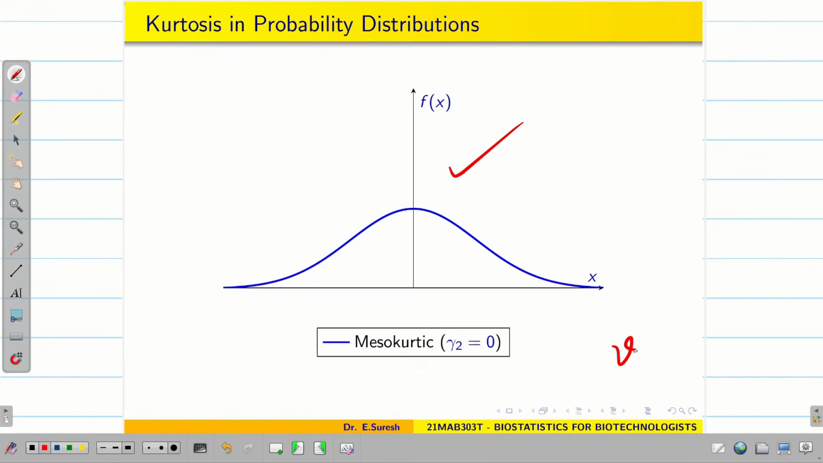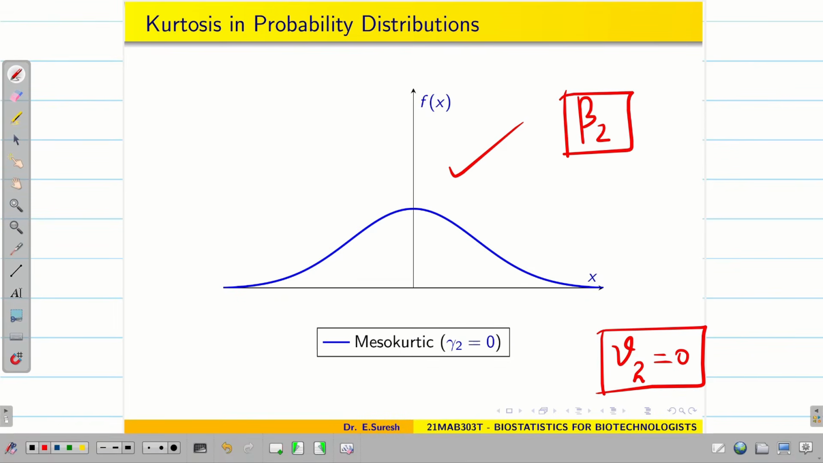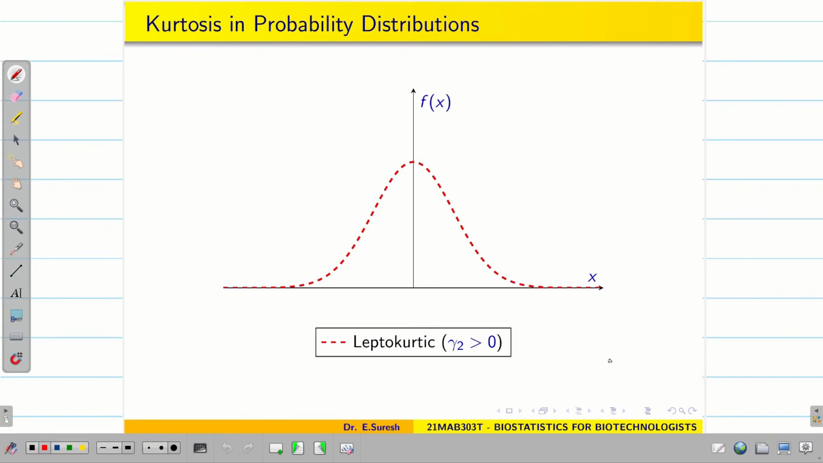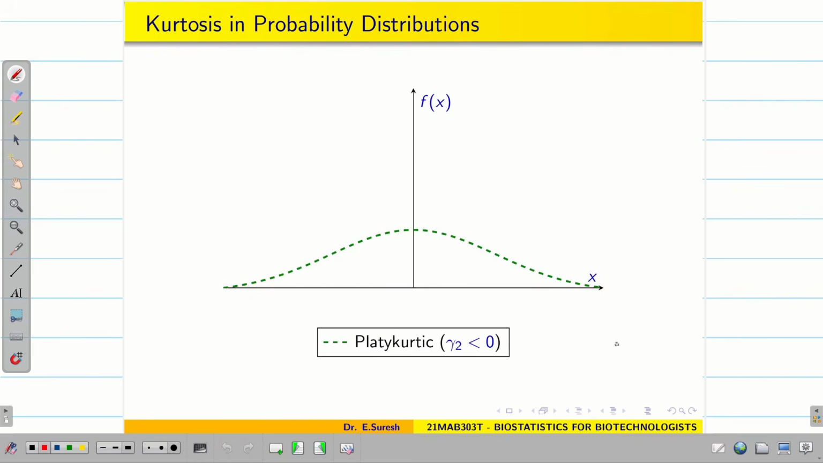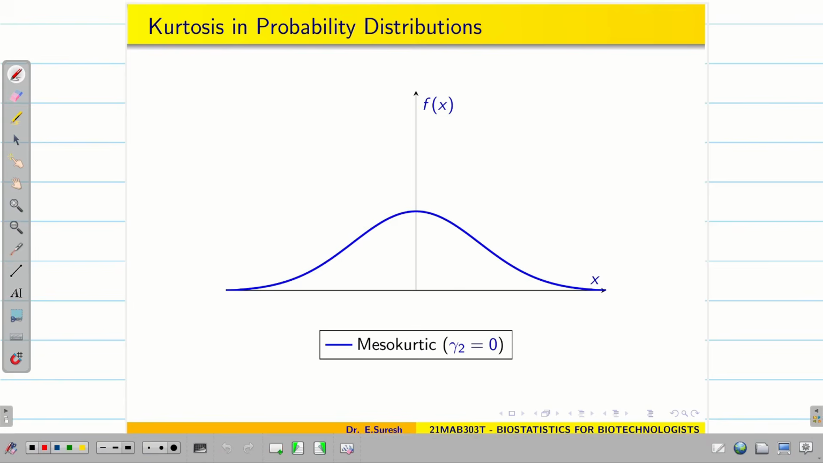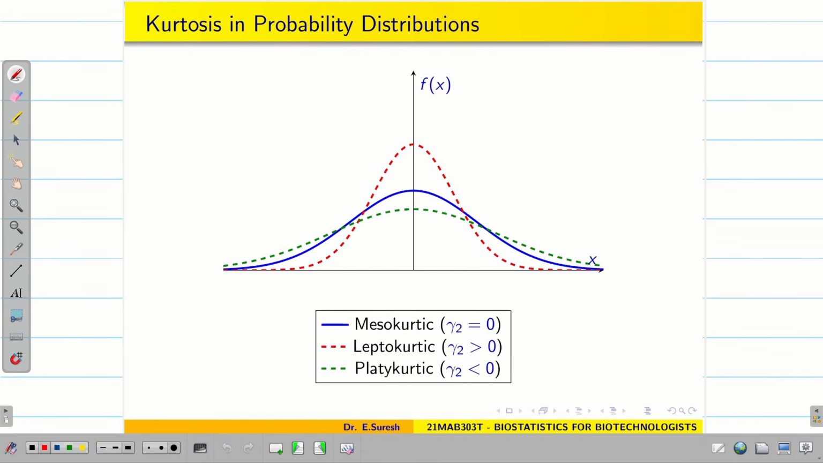This is the normal curve, and for kurtosis we use the notation gamma 2. For the coefficient of kurtosis we use beta 2. If it is normal, gamma 2 equal to 0. If the curve is very sharp like this, then it is known as leptokurtic, so gamma 2 greater than 0. When the curve is not that sharp, if it is much flattened, then it is known as platykurtic. Here gamma 2 is less than 0. Let us see everything together: mesokurtic, leptokurtic and platykurtic. Now you can understand this beta 2 helps us find the peakedness and tailedness.